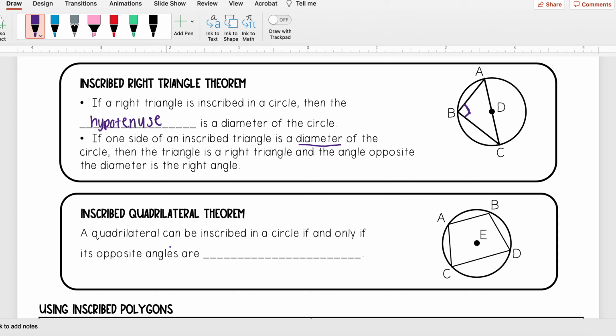And then we get to the inscribed quadrilateral theorem that tells us a quadrilateral can be inscribed in a circle if and only if its opposite angles are supplementary. So I see here my opposite angles are first A and D, and so that would mean that angle A plus angle D is equal to 180. And I see that B and C are opposite angles, so this would mean that measure of angle B plus measure of angle C is equal to 180. Because remember, supplementary just means that the angles add up to be 180 degrees.